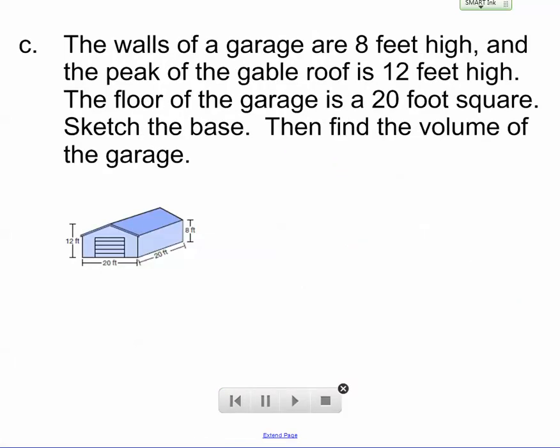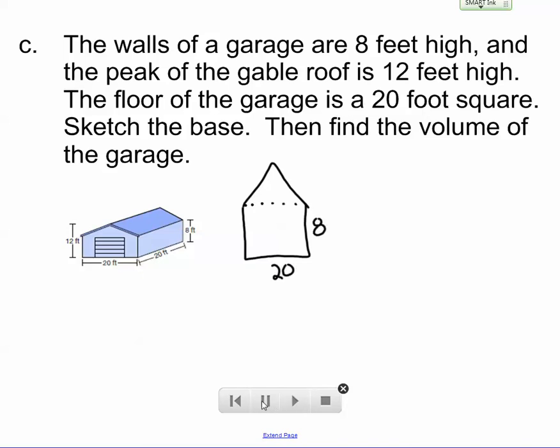The walls of a garage are 8 feet high, and the peak of the gable roof is 12 feet high. The floor of the garage is a 20-foot square. Sketch the base, then find the volume of the garage. Now, the base on this is actually that front portion right here, because the front and the back are identical. It's not the bottom, because that 20 by 20 square foot floor, it's not the same on the top. So the base is going to be this shape right here. So that's made up of a rectangle and a triangle.